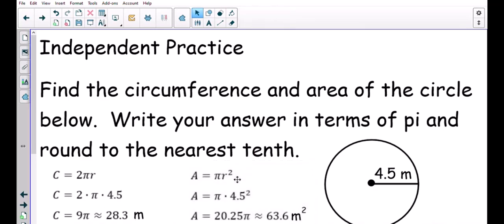For the area, we're going to take pi times r squared. R is 4.5, so let's take pi times 4.5 squared. 4.5 squared is 20.25, so our answer is 20.25 pi, which is about 63.6 meters squared.